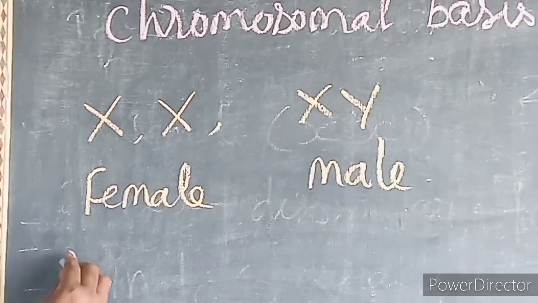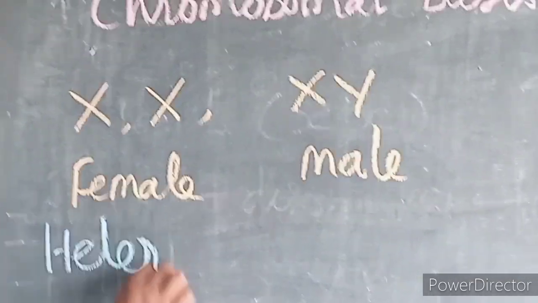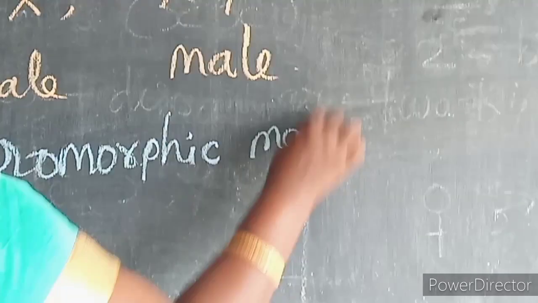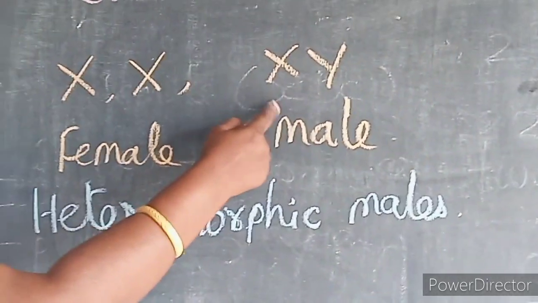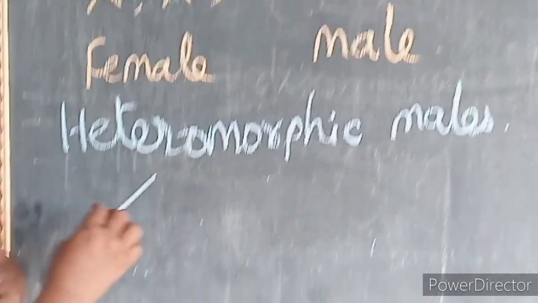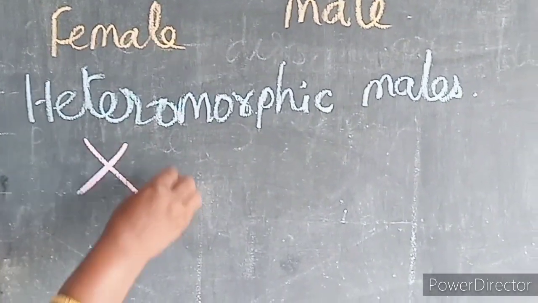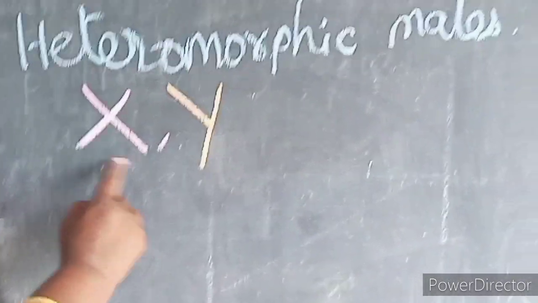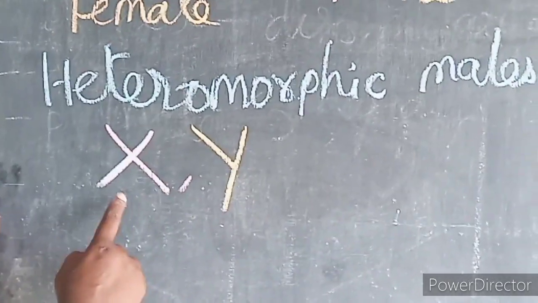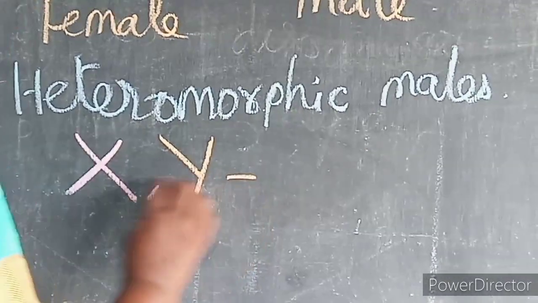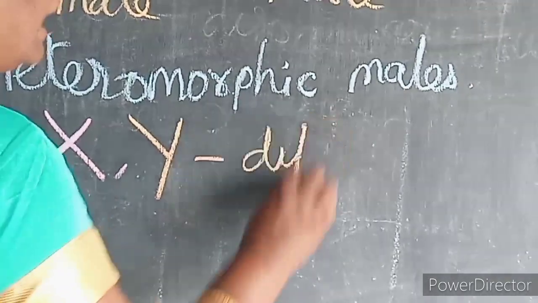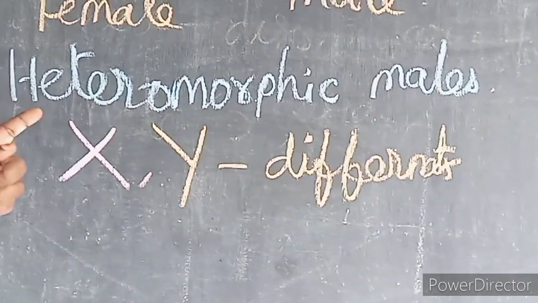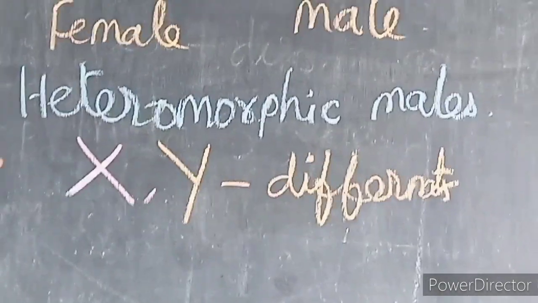First we'll see about the heteromorphic males. Hetero means different. The male produces two different kinds of gametes, one is X and the second one is Y. If the sperms are dissimilar or different, then it is called heteromorphic males. This we are going to learn in detail.